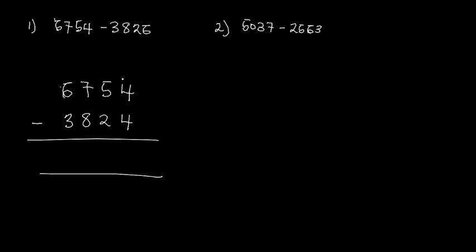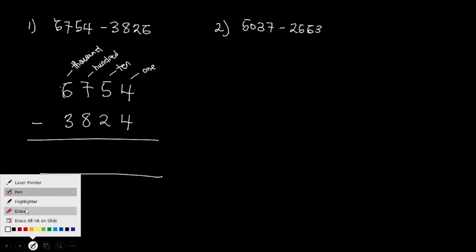Alright, so before we start, we know that starting from the right to the left, this is our ones, this is our tens, this is our hundreds in terms of place value, and then this is our thousands. So to find the difference or to do the subtraction, we need to subtract the ones first, get the result, then we move to the tens, do the subtraction, get the result, then we move to the hundreds, do the subtraction, get the result, and we move to the thousands, do the subtraction, and get the result.